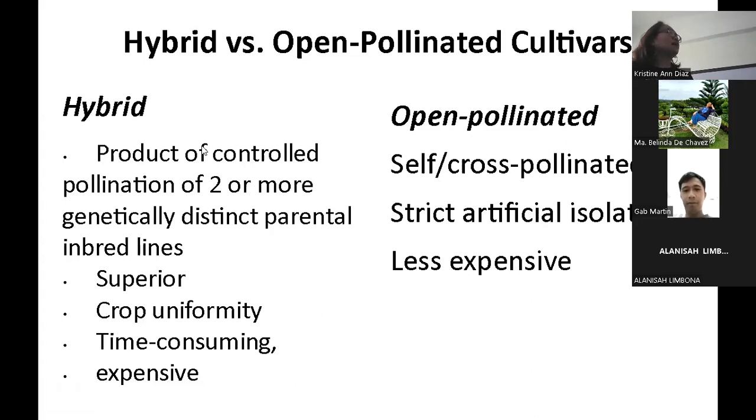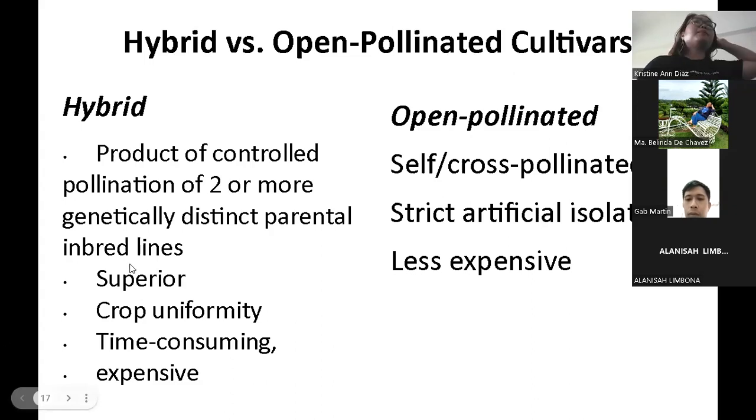So for hybrid versus open pollinated, they both can, of course, be used, but hybrid is more superior in terms of crop uniformity. Whereas kung kukuha ka lang ng seeds para i-replant mula sa open pollinated, lahi-lahi ang lalabas. Pag hybrid, after namunga na ang hybrid, yung bunga ng hybrid, iba na kapag ni-replant, hindi mo na ma-expect na pare-pareho yung bunga. Kasi cross na siya.